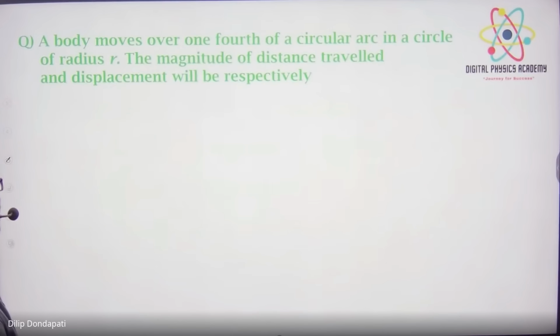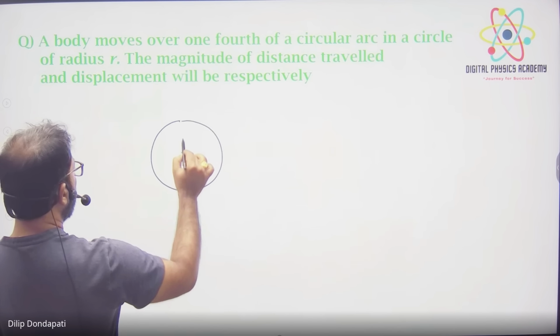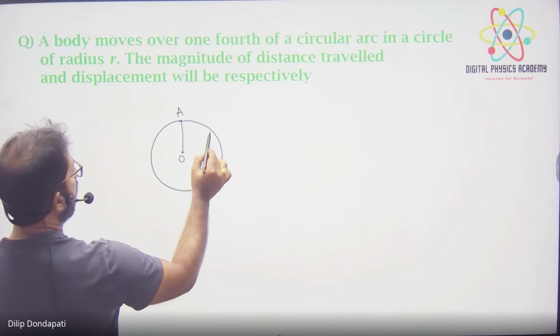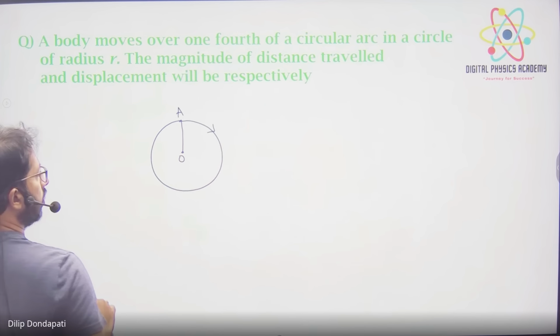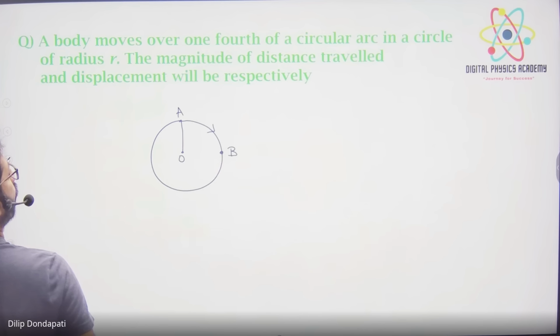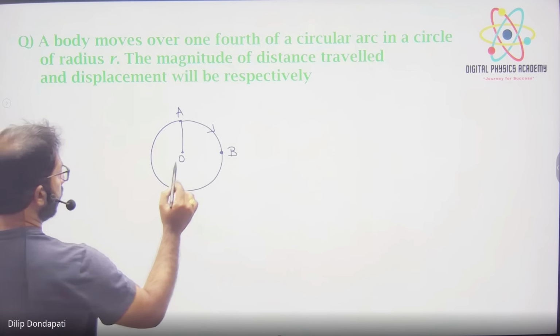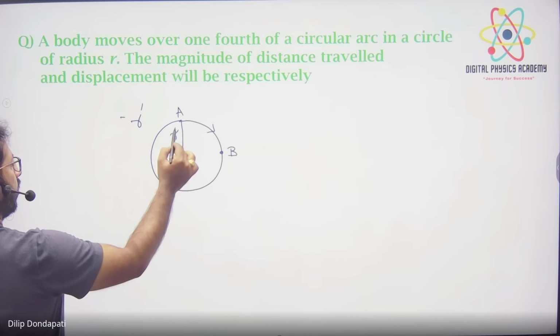Next. A body moves over one-fourth of a circular arc of a circle of radius r. This is the radius r. It starts and goes one-fourth of the arc. Where will it reach? One-fourth means a quarter of the circle, just to here. Find the magnitude of distance and displacement traveled. So radius is r.